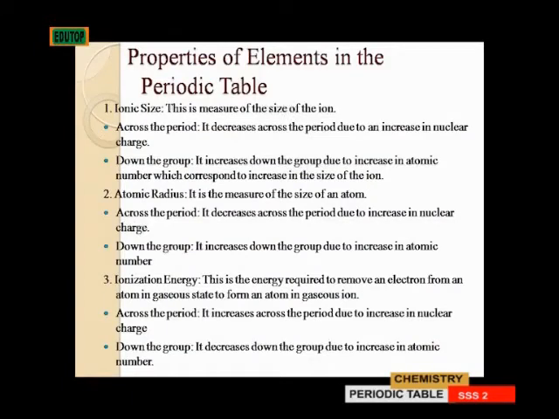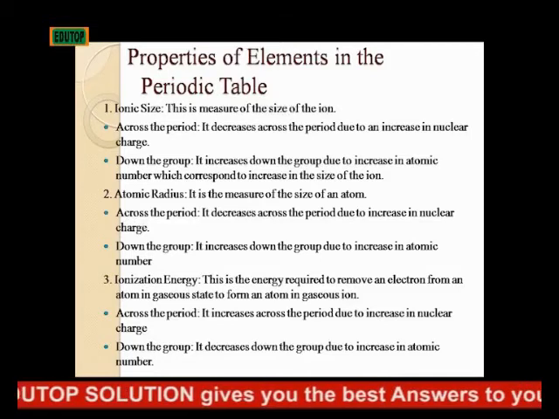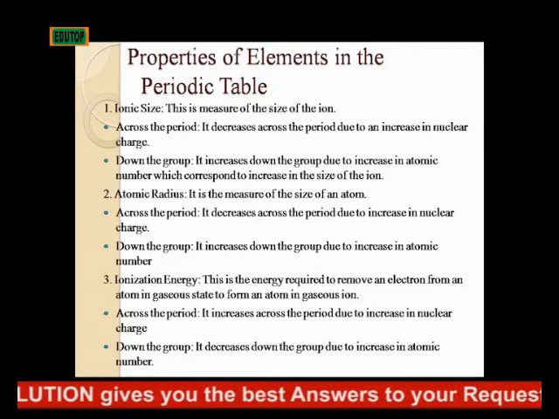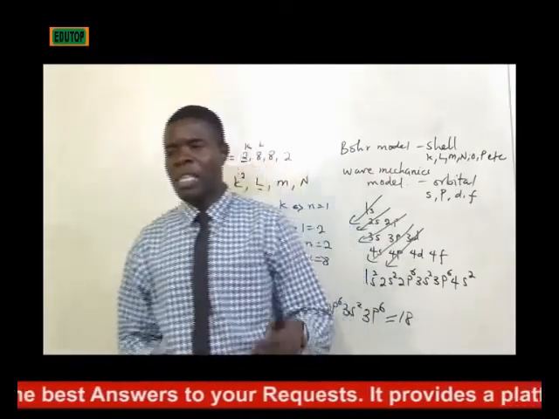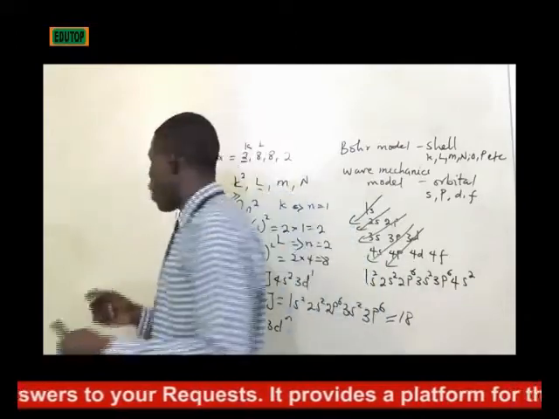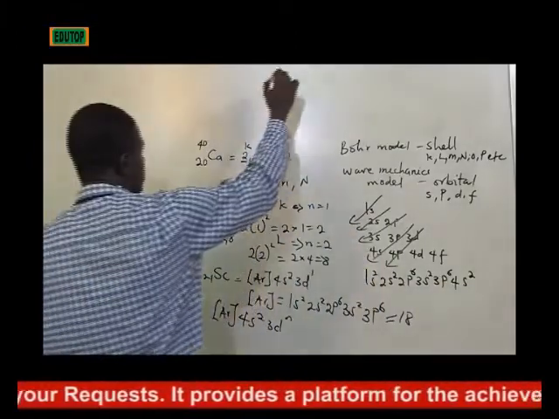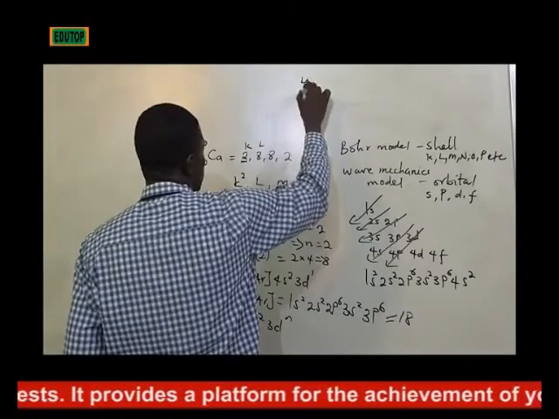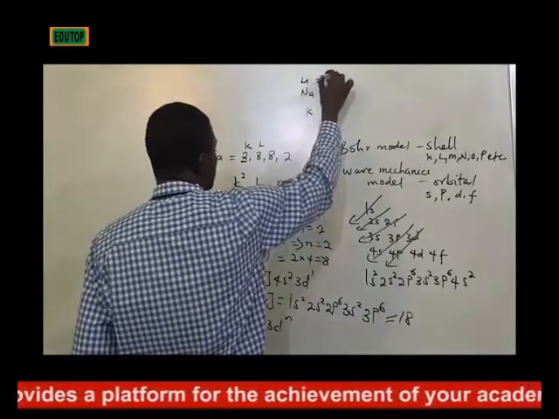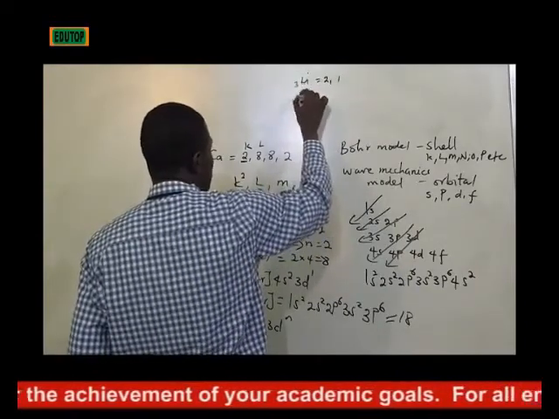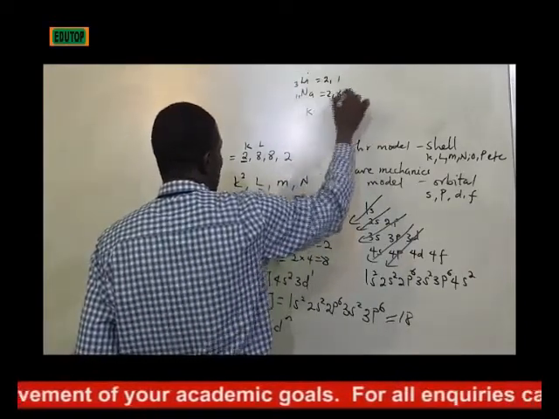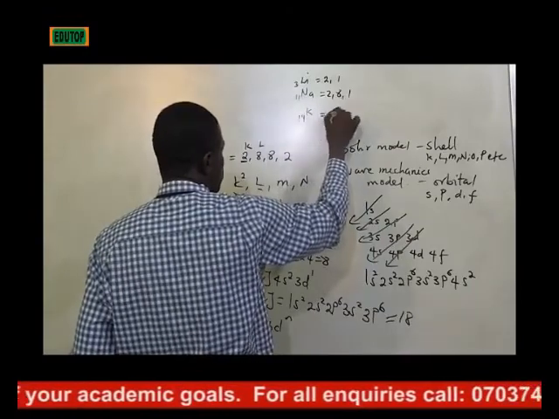Then down the group, it increases due to an increase in atomic number, which corresponds to an increase in the size of the atom. As you come down the group, there is an increase in atomic number. That is why you have your lithium, sodium, potassium. Lithium has atomic number 3, that is 2, 1. Sodium is 11, that is 2, 8, 1. While potassium is 19, that is 2, 8, 8, 1.